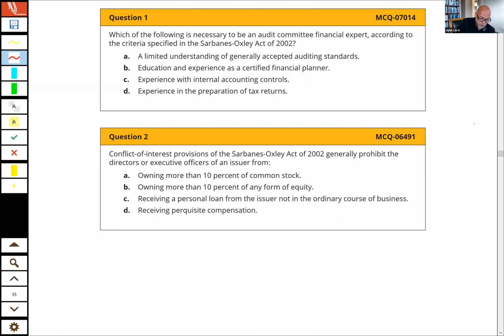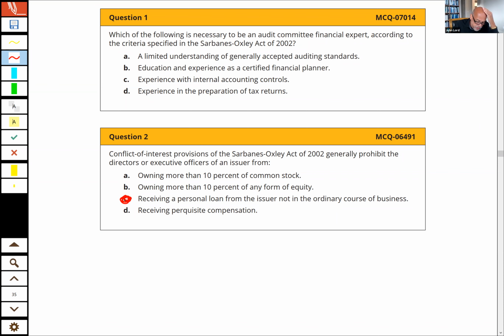C, receiving a personal loan not in the ordinary course of business. Yeah, that was what we called out. An ordinary loan or an ordinary credit card or something is okay. Otherwise, for some of these really huge entities, it would be almost impossible to find enough people that would even be able to sit on the board of directors, because they're large banks and that kind of thing.